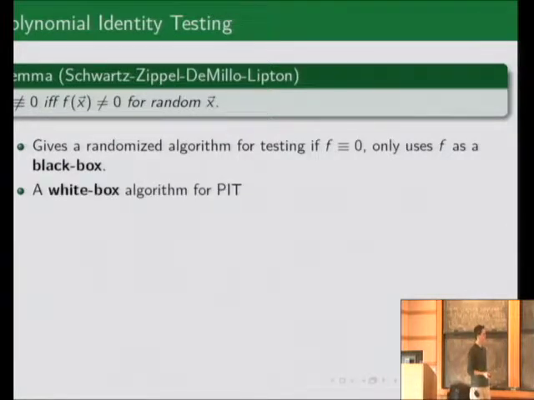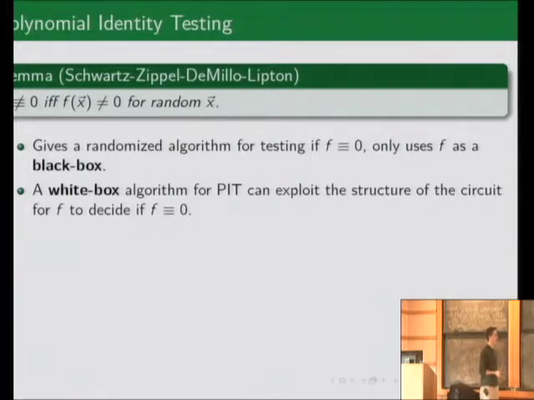A white box algorithm can also be interesting, and this is one where you can really exploit the structure of the circuit that you're given to decide if this is computing the zero polynomial or not, looking at the way the circuit is wired. As was pointed out, this work is really about black box algorithms, but white box are also interesting, and there's prior work in the white box model. Obviously black box is white box.